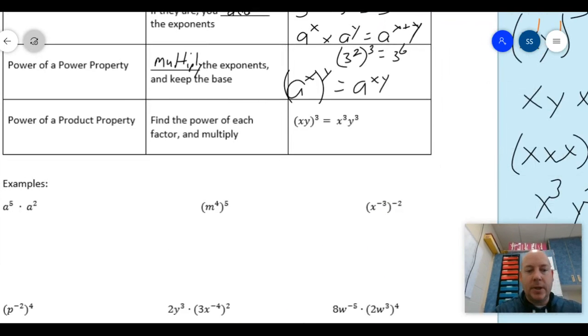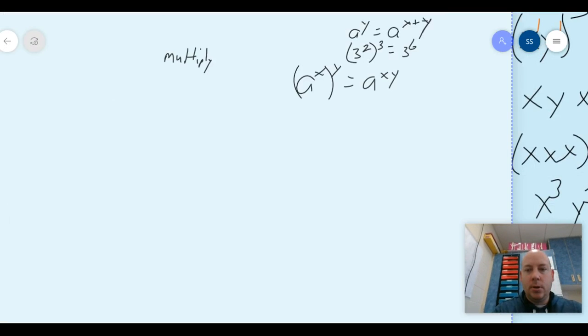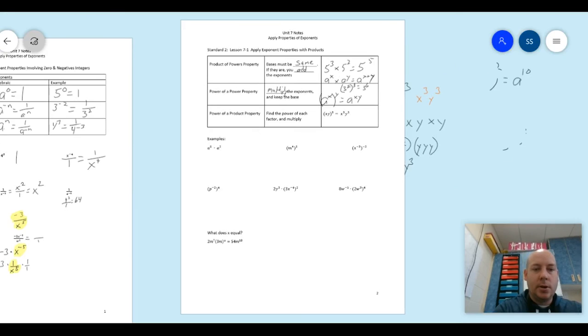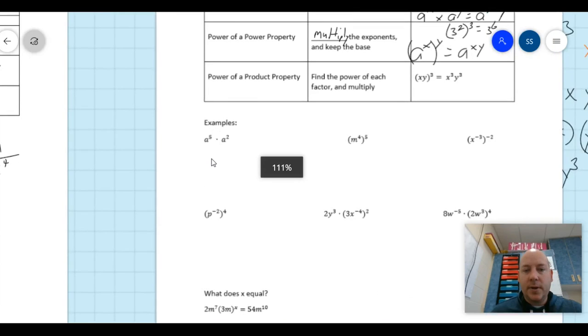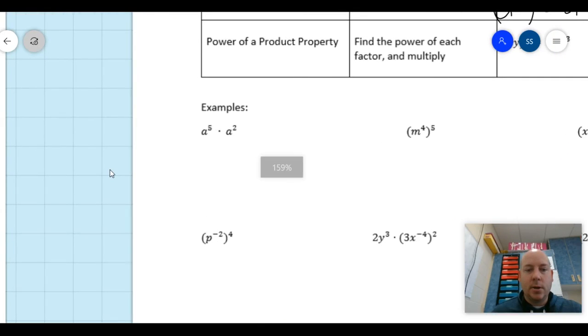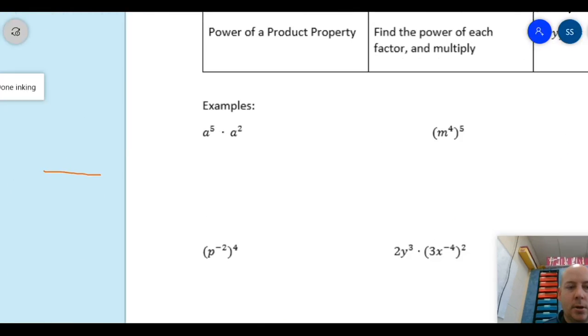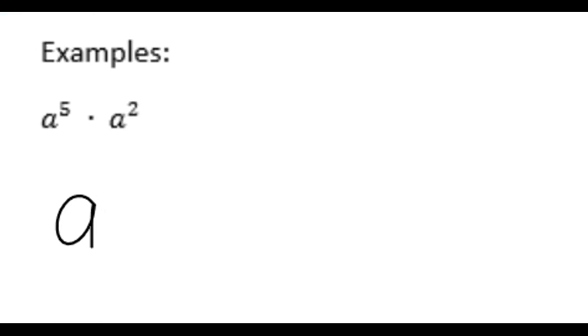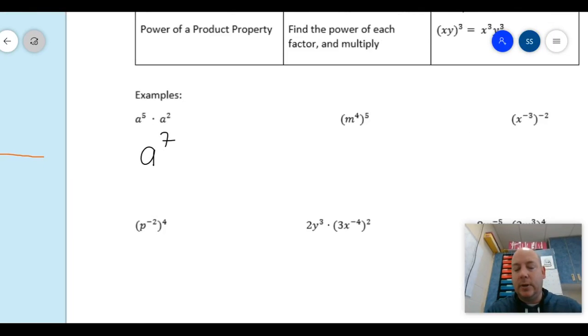All right, let's look at some examples here. We've got a to the fifth times a squared. Our rule is if I'm multiplying, that's like 5 a's and 2 a's being multiplied. Together that's 7 a's. We add our exponents together. So that's a to the seventh.